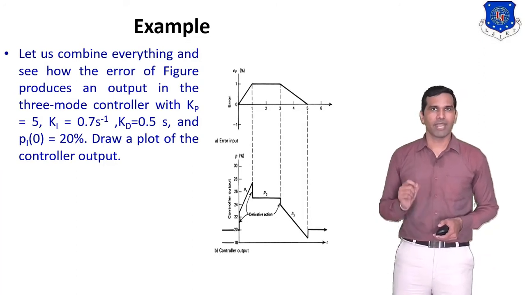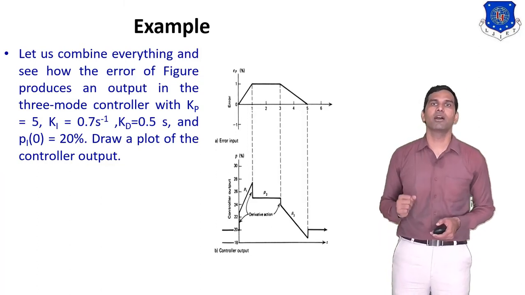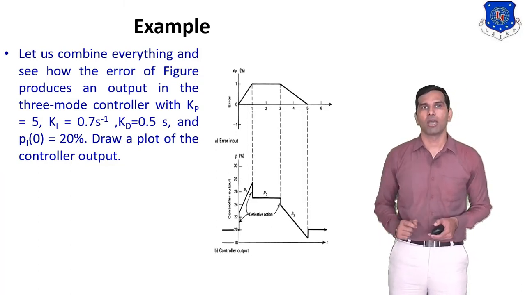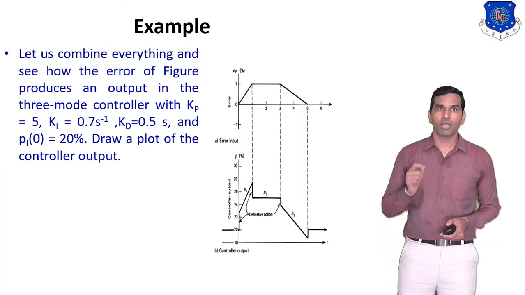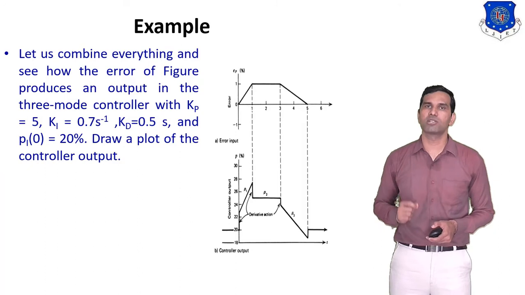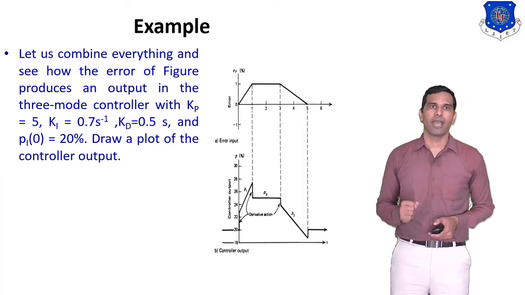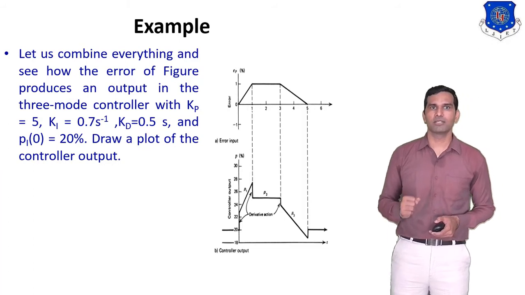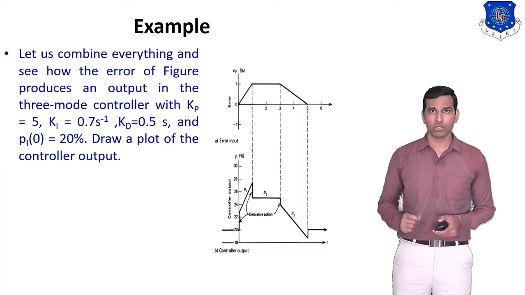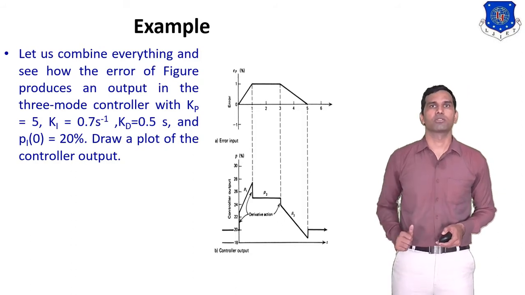So here we take the same example, but for the three-mode, that means the PID controller. Here we are given Kp equals 5, Ki equals 0.7, and Kd equals 0.5, and the initial value is 20%. So we have to plot the controller output response.